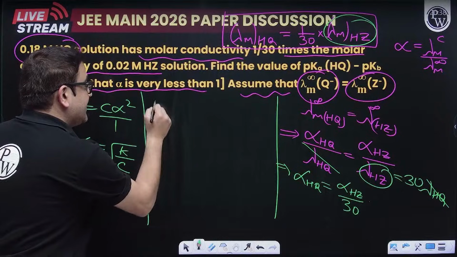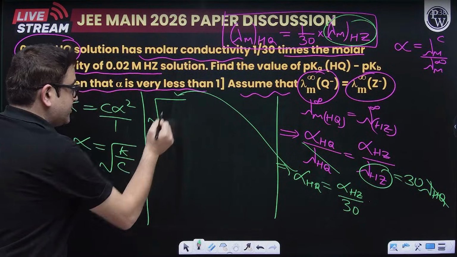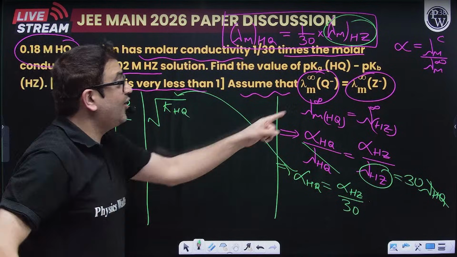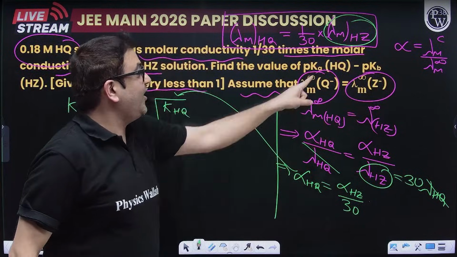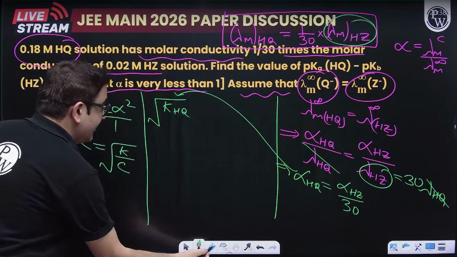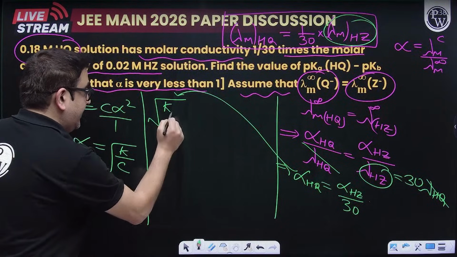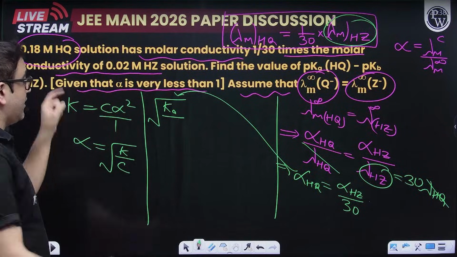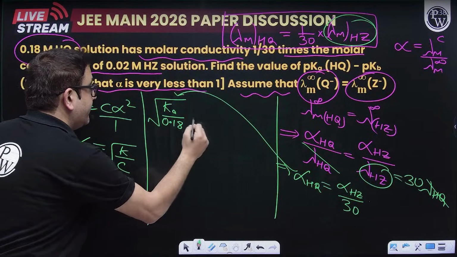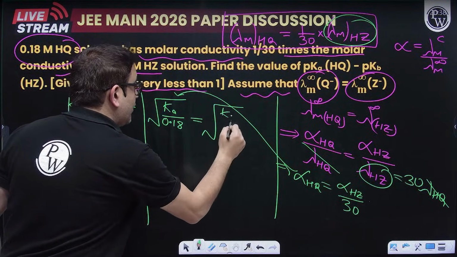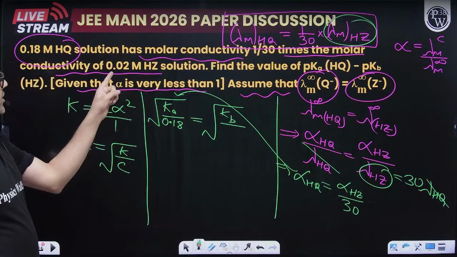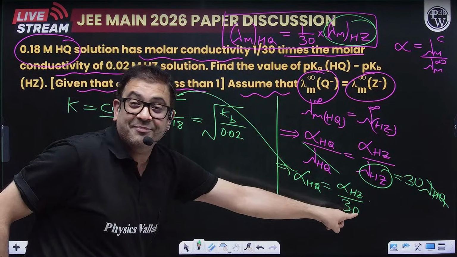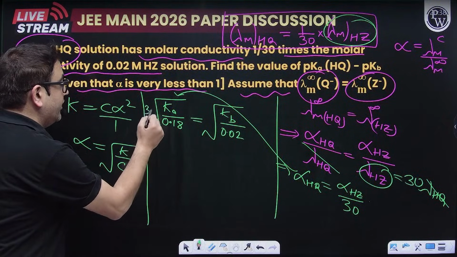Having known this fact through ionic equilibrium, apply that over here. So under root of K of HQ. Now we got this K, and K of HQ we are taking as Ka. So let us also take this as Ka upon C. Concentration of HQ is given to be 0.18. It is equal to under root of Kb into the concentration given, 0.02. And there is a factor which is 1 by 30, so that 30 I am taking over here.